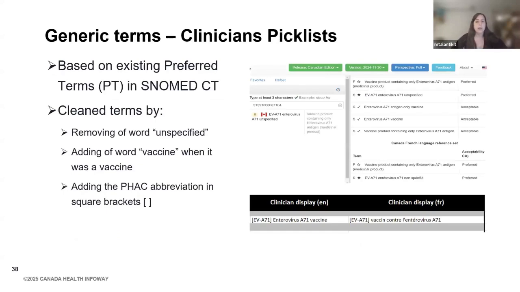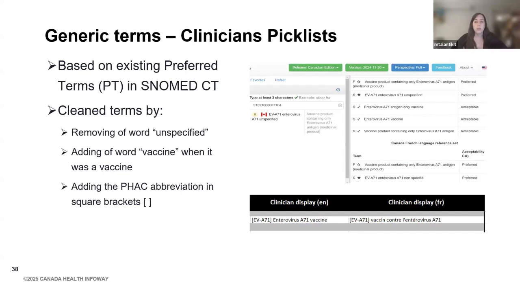So now I'm going to give you more details on what has been done to standardize those pick lists. First, I'm going to start with the generic terms and then the trade names. The generic terms for the clinician pick list were, I'm going to say, the easiest pick list to standardize because they were based on existing preferred terms in SNOMED CT.